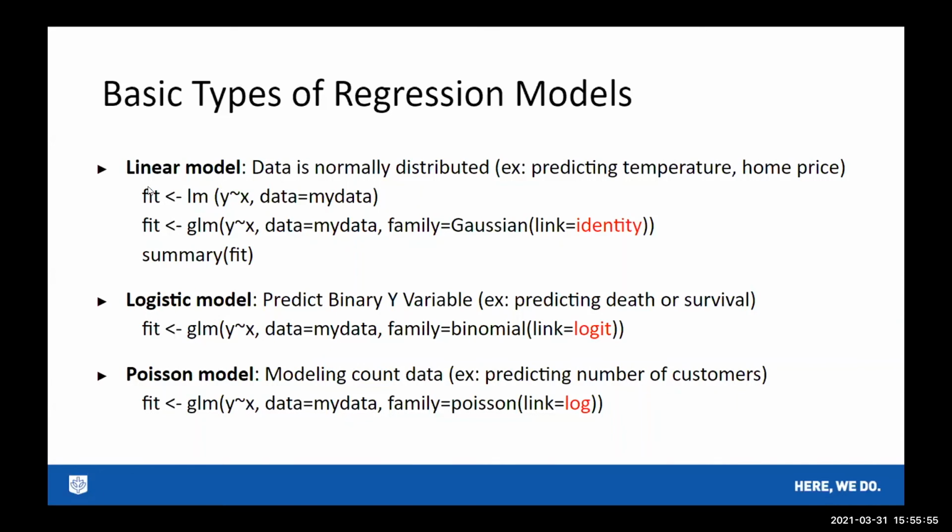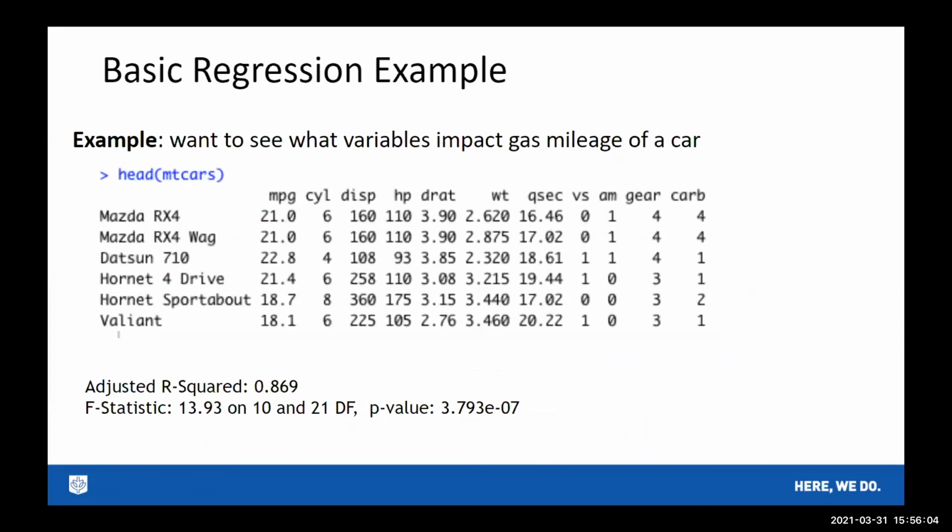And again, for each one of these, including the analysis of variance, it's similar. You always want to save the model to a specific object, and then use the summary function to view the results of it. So let's look at our example.